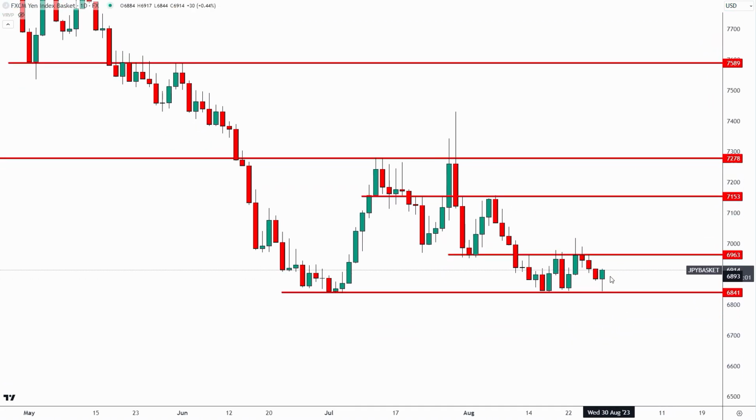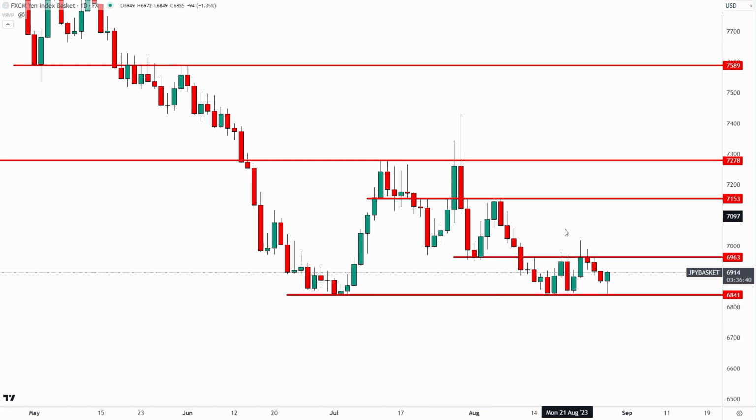Okay, so looking at the JPY index. This shows you what the yen is doing with different weights for things like the dollar yen, the euro yen, etc. So this is a good barometer as far as yen strength or weakness across the board.